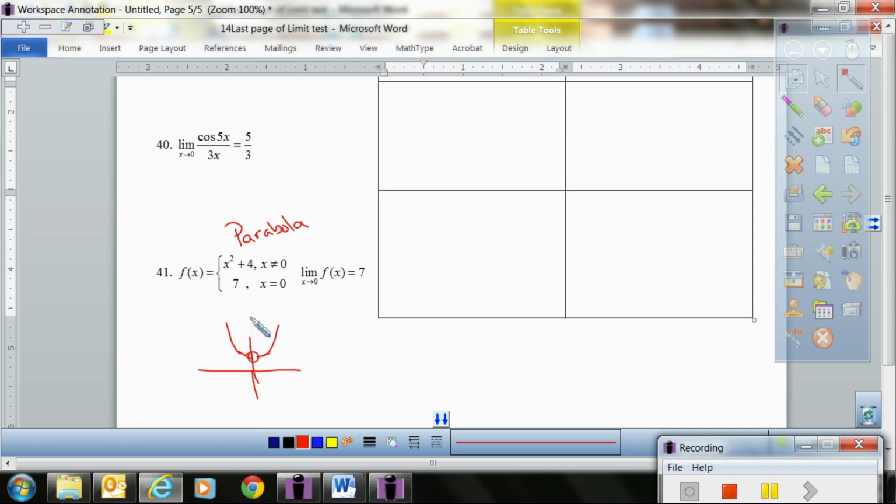And then they put another point up here. But limit-wise, coming in from the left and the right will be whatever the value would be if it were there. So if you plug 0 in, you get 4. So the limit, as x approaches 0, of f of x is 4, not 7. And they gave the f of 0 value instead of the limit value.